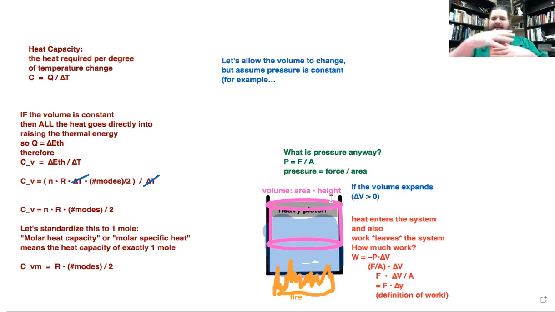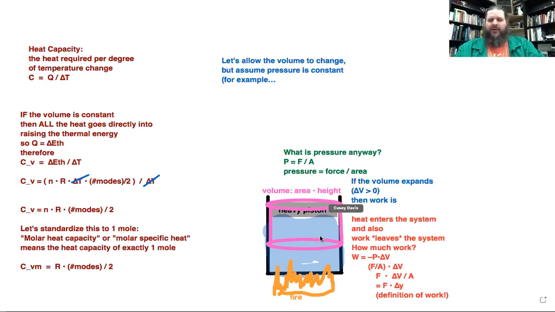If the volume's expanding, yeah, delta V is going to be a positive number, greater than 0. But as the volume expands, would you say work is entering the system or leaving the system? Would you say the piston is doing work on the gas or the gas is doing work on the piston? Yeah, I'd call that leaving.